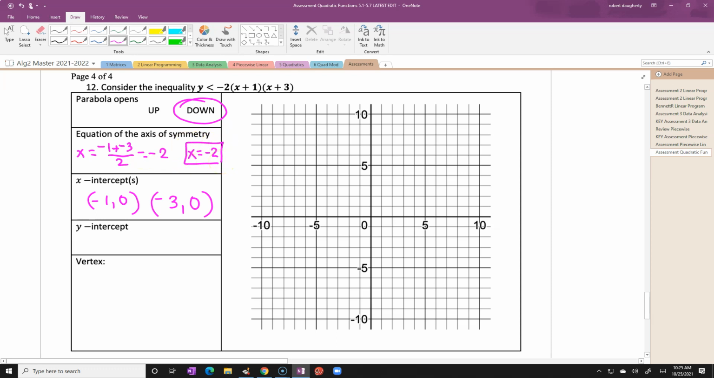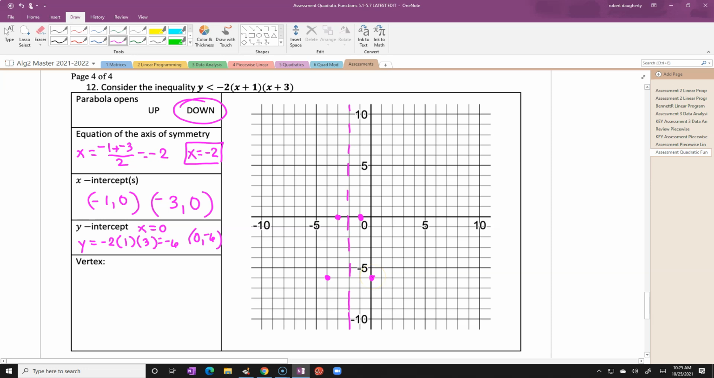So at this point, I have x-intercepts at -1 and -3. I have the axis of symmetry at -2. The y-intercept, when you set x equal to 0, you're going to get y is equal to -6. So the point (0, -6) is right there. And so I'll have a matching point right over here.